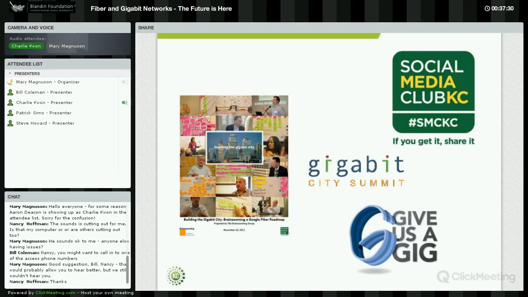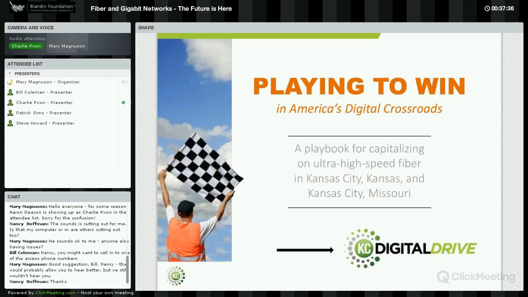That then translated into a mayor's task force appointment and a more government-led look at some of the same questions. A playbook came out, and this became a template here in Kansas City, really across two communities, Kansas City, Kansas, and Kansas City, Missouri, and extending to the rest of the suburbs as well, about what do we do with gigabit internet to make it successful.